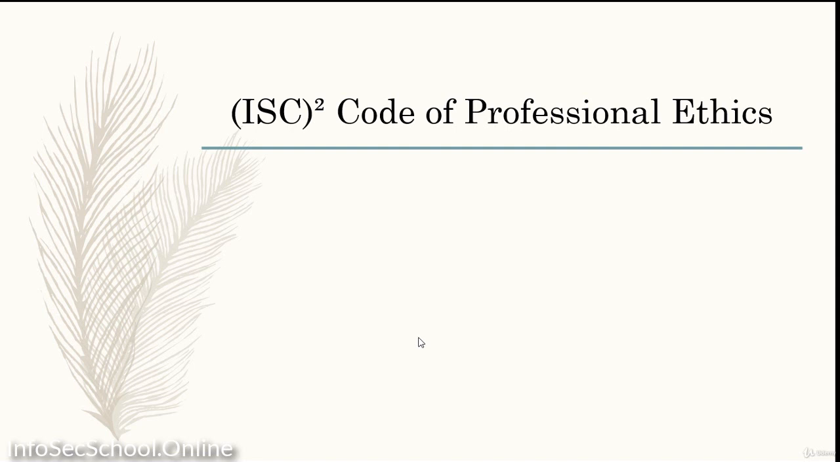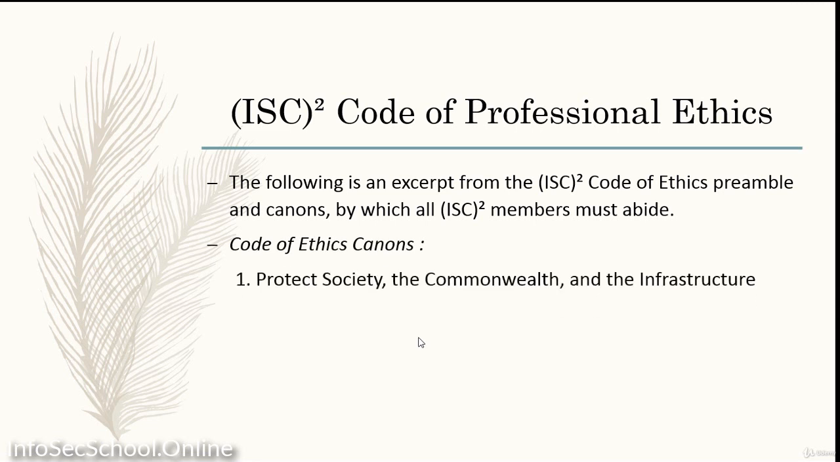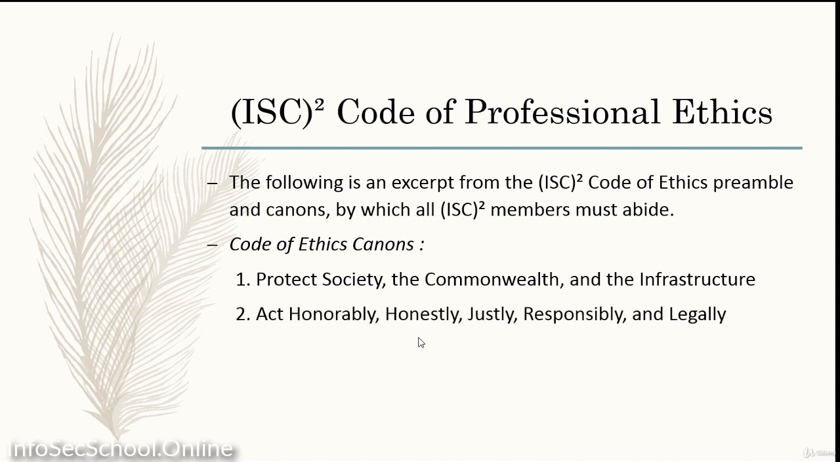And the CISSP Code of Professional Ethics is here. Basically, these are extracts from the CISSP Code of Ethics canons. Number one is to protect the security, the commonwealth, and the infrastructure. It basically promotes that the activity should be in a positive and logical manner. The second one is to act honorably, honestly, justly, responsibly, and legally, because it supports a completely free market approach to the exchange of and access to information.